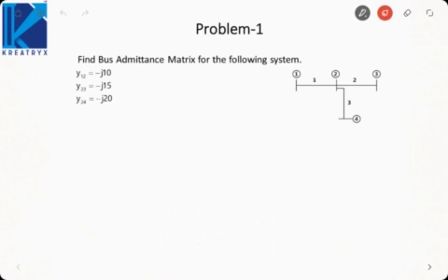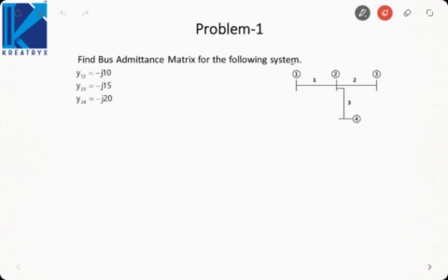There were two methods. One was the direct inspection method, in which we directly looked at the network topology to identify the admittances and then convert it into the Y-bus matrix. The other was the singular transformation method, which took care of the mutual impedances between the transmission lines and used the bus incidence matrix to determine the Y-bus matrix. So in this lecture, we will see some problems to illustrate the concepts of bus admittance matrix construction. Let us look at our first problem.